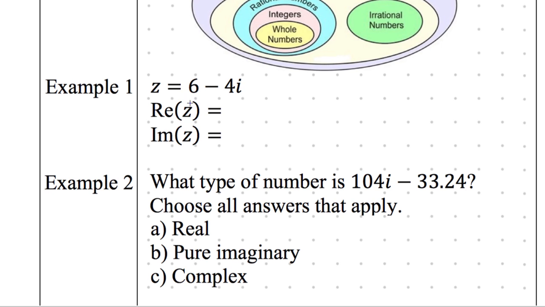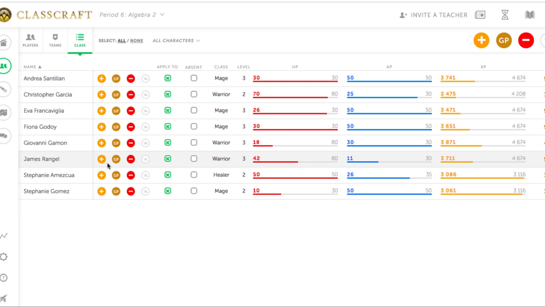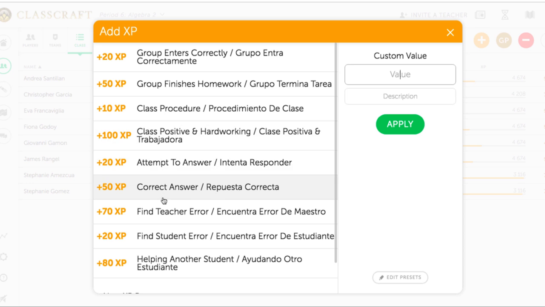I want the real part of this complex number. What is the real part of that complex number? Raise a quiet hand. Okay, there we go. Stego, say it louder. 6. Yeah, loud and proud. It is 6. 6 is the real part of z. Let's come over here and give you your XP.